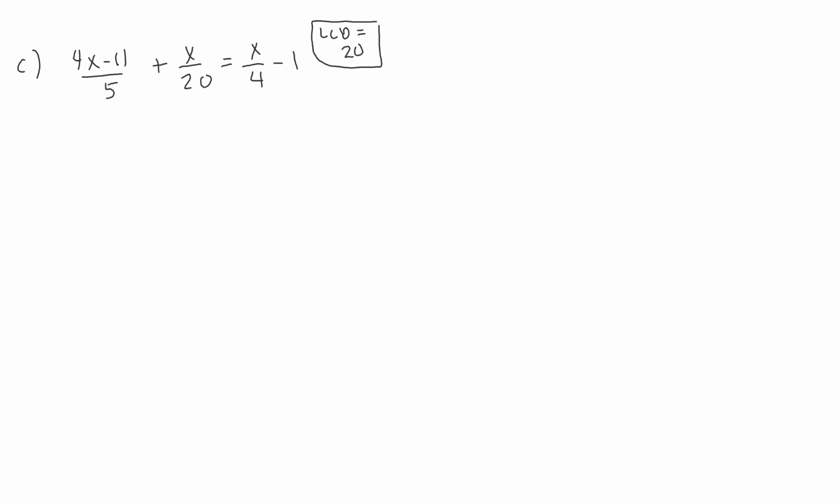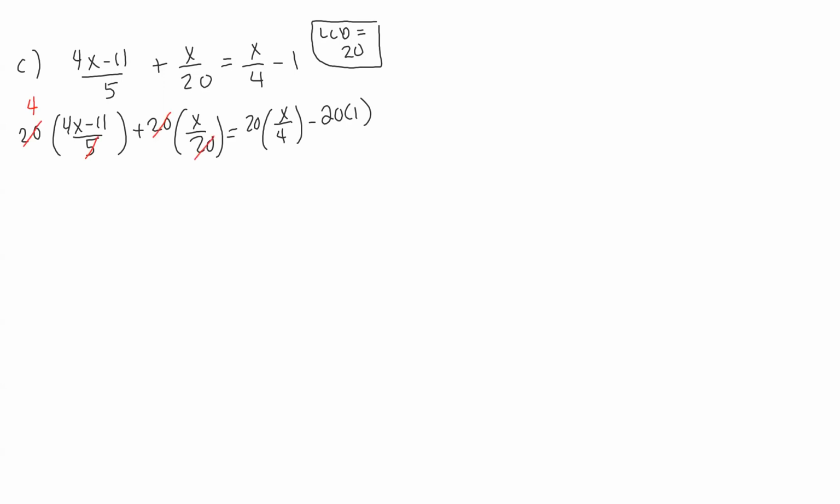Now notice we have a term that does not have a fraction in it. This minus 1, we still multiply it by the LCD. So I get 20 times (4x minus 11) over 5 plus 20 times x over 20 equals 20 times x over 4, and then minus 20 times 1. Now I'm going to take a second to simplify all of these terms. In the first term, 5 goes into 20 4 times, 20 goes into 20 once, 4 goes into 20 5 times, and then the negative 20 and the 1 won't simplify, so we'll just multiply it out in the next step.